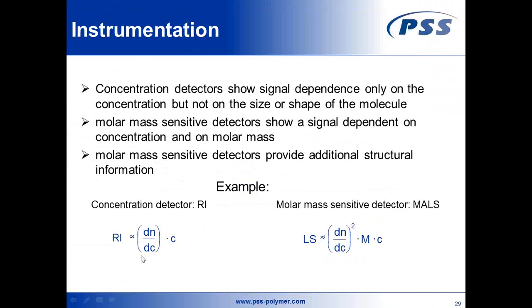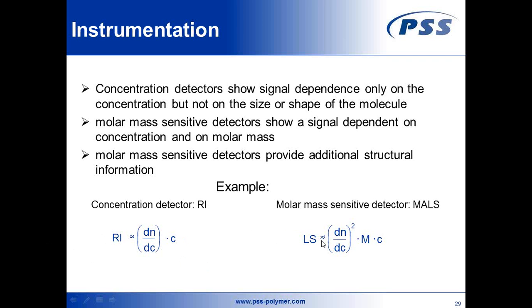A concentration detector, based on the equation here down on the left-hand side, shows a signal intensity depending only on a sample constant, like the dn/dc, the specific refractive index, or the extinction coefficient for UV, and the concentration. The higher your concentration, the higher your signal intensity will be.